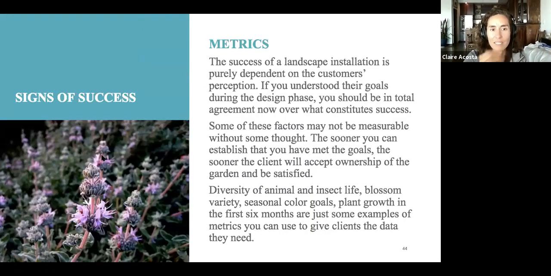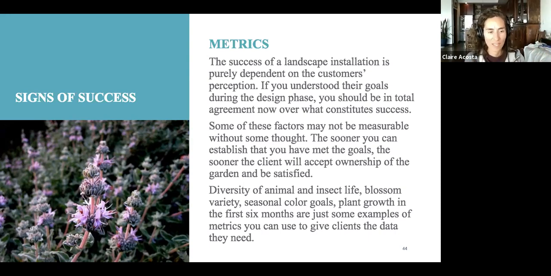Signs of success. This is just, what are your metrics? What metrics determine success? I think with landscape installation, a lot of times it's kind of easier because you could just say the plant's doubled in size in 6 months, that's kind of obvious. But sometimes you just want to make sure that you know what they want and that they understood what would be considered a successful garden, so that your client can understand that it's working, and help them understand that the garden is successful and working and alive.